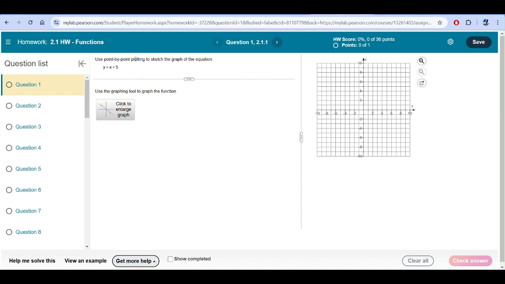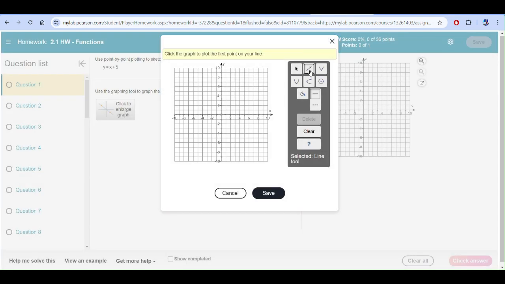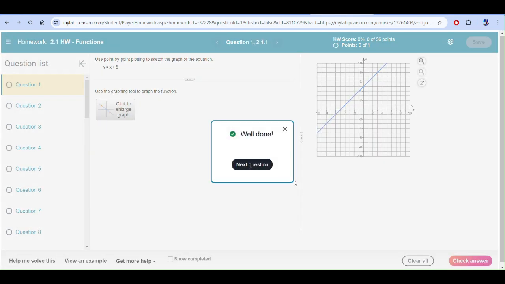Use point-by-point plotting to sketch the graph of the equation. Here, I know that my y-intercept is 5 and my slope is 1. So I would start at 0, 5, looking at this corner to see where my points are, and then I need to go up 1 and to the right 1, and that'll be 1, 6. Save, check answer, done.